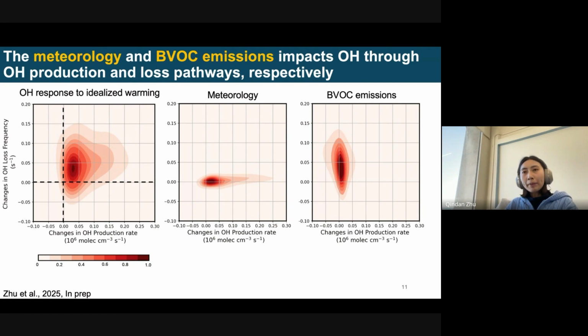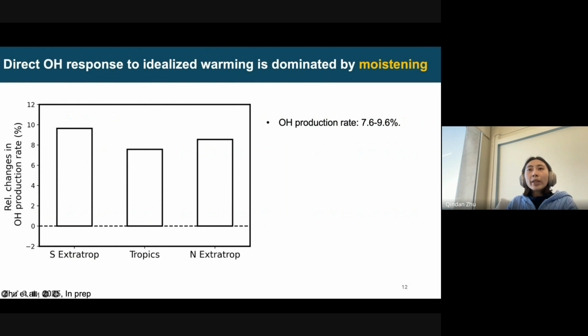The meteorology primarily drives the increase in the OH production rate, while the BVOC emissions are the main contributors to the increase in the OH loss frequency. So next, we also want to address these regional variations.